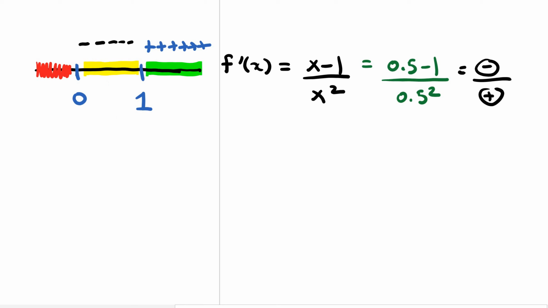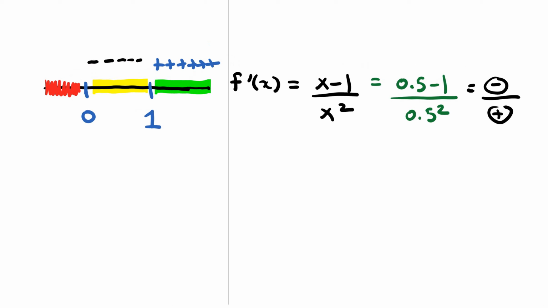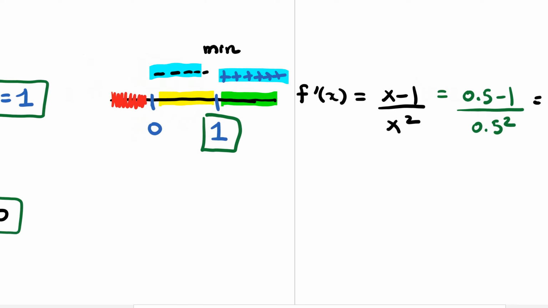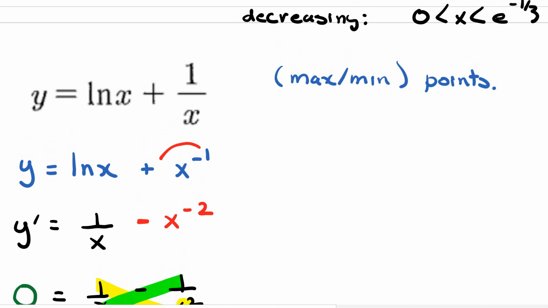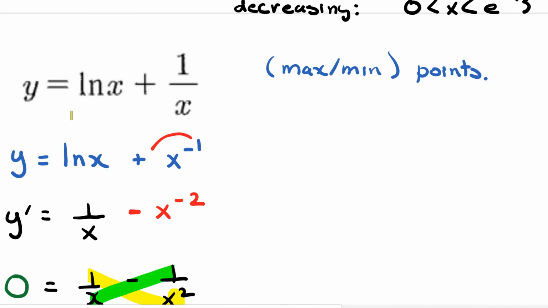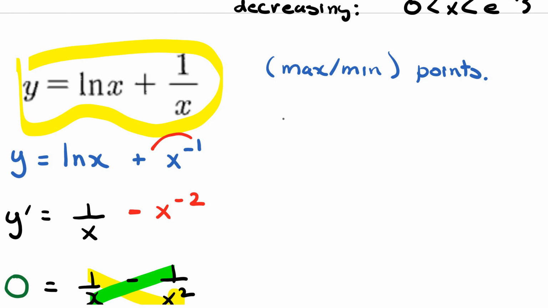Okay, so based on that, if we use the first derivative test now, when we go from a negative slope to a positive slope, this means we have a minimum right here. So there's a minimum at x equals 1, and now we need to find out the corresponding y value. Well, all we have to do is go back to the original function here, and we have to evaluate f of 1.